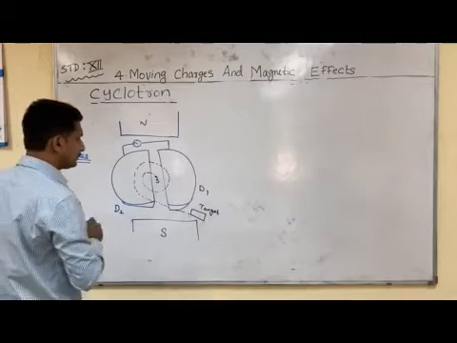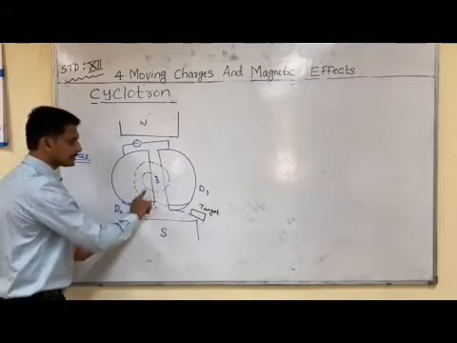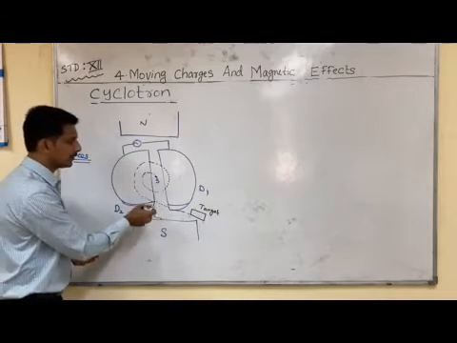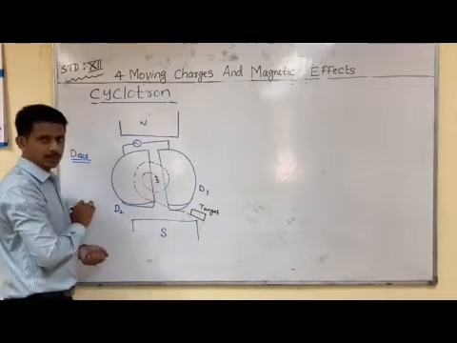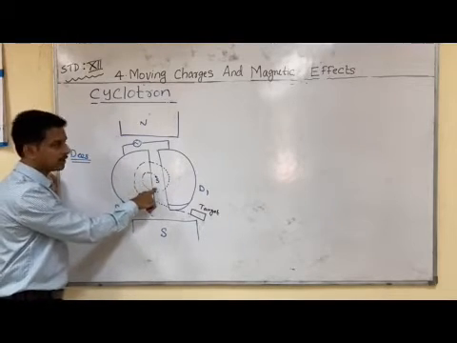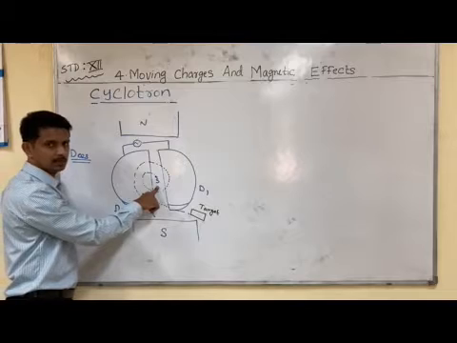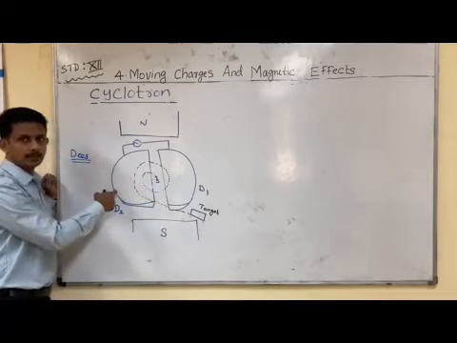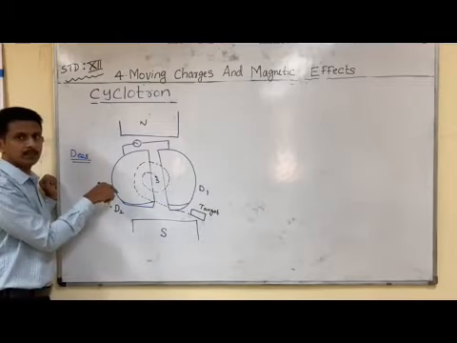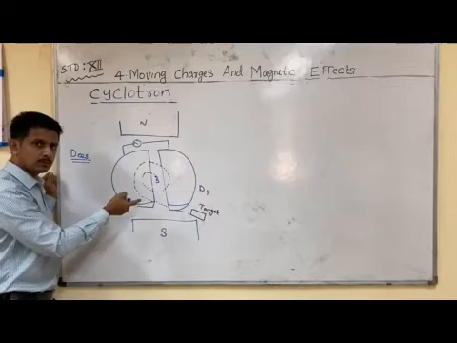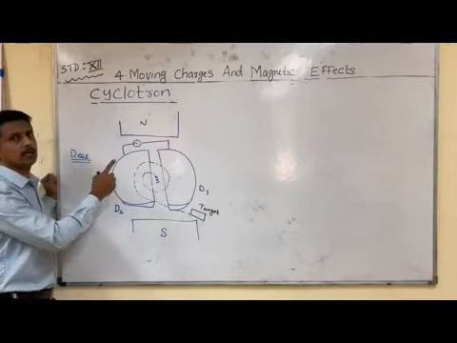You see that these are the two Ds, D1 and D2, which are hollow semicircular discs. In between these two Ds, a small gap is provided for the source, which gives positively charged particles. Once these charged particles get inside the Ds, they are shielded from the electric field and only the magnetic field is present. Because of this magnetic field, the charged particles move.